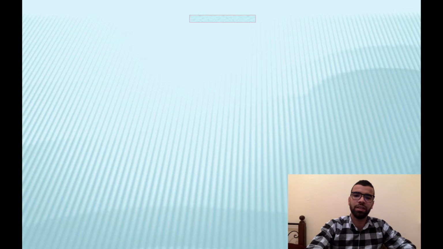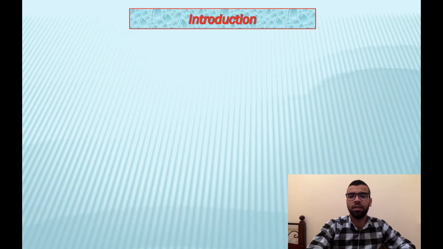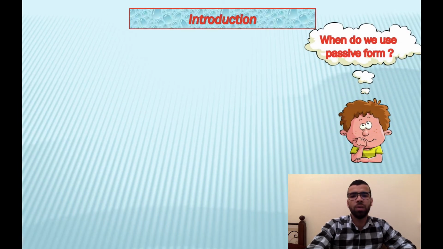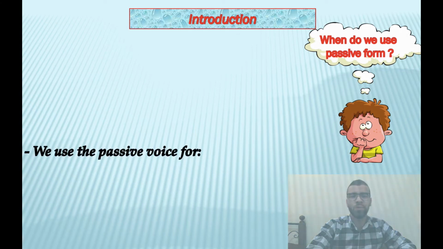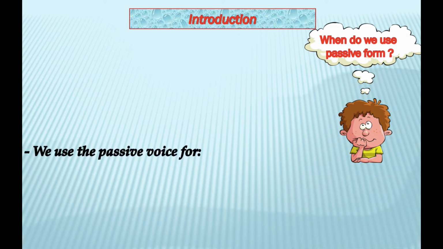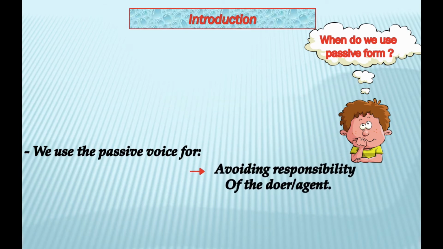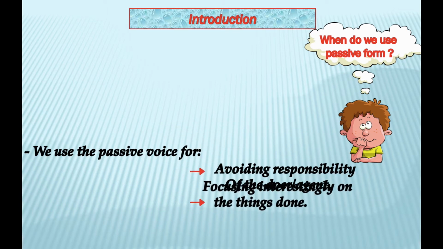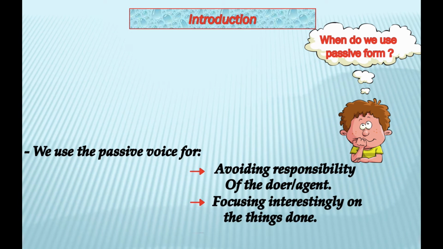Let's start with an introduction. The first one, why we use passive voice. We use passive voice for 3 things. The first one is to avoid the responsibility of the doer or the agent. The second, when we want to focus more on the things done. And last, when the agent or the doer is unknown.